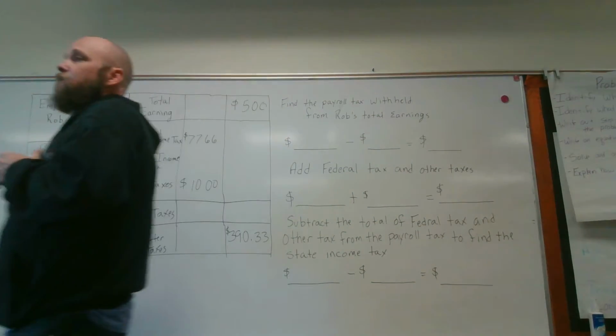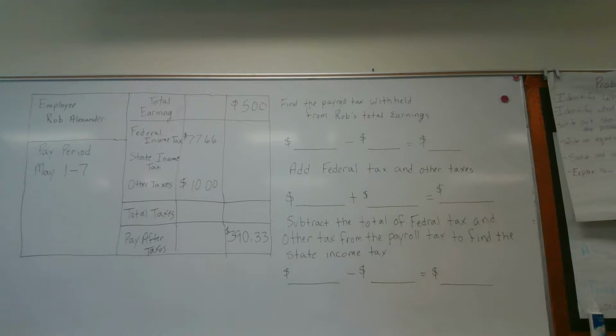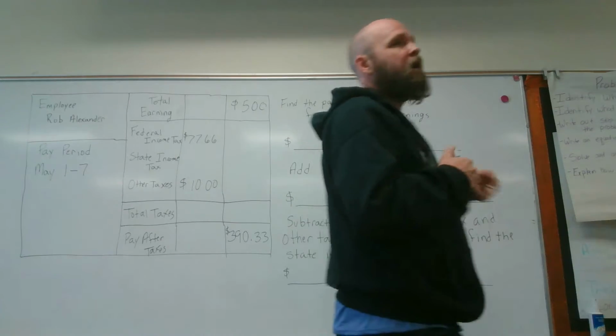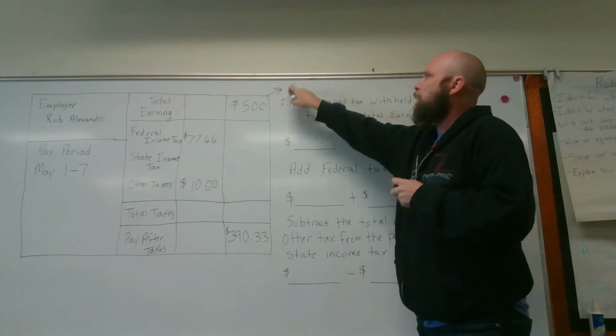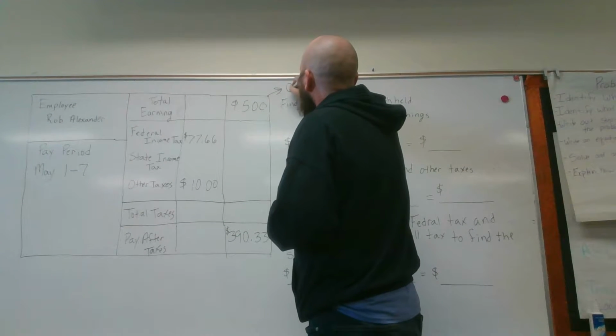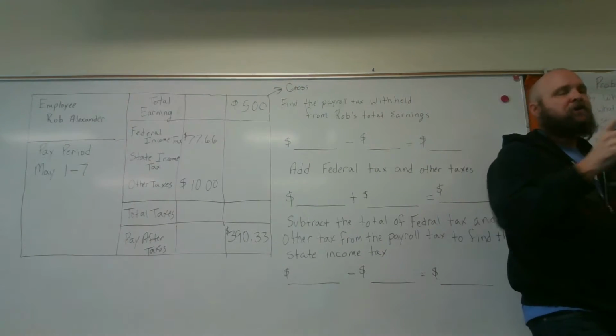Okay, the first step, it says find the payroll tax withheld from Rob's total earnings. What did we say, David, payroll tax was? It was the total tax of the income. Good. It's the total tax taken out of your paycheck. So what did we say this number is, Renaya? What's this income called? Gross income. And that's going to be how much you earned.